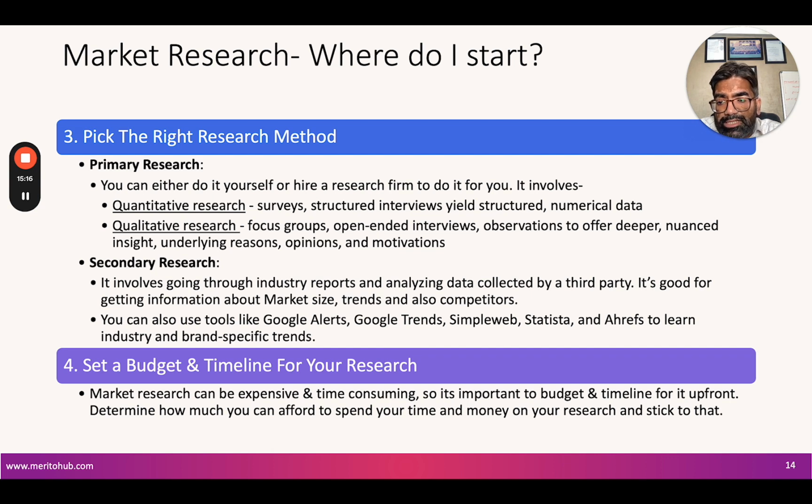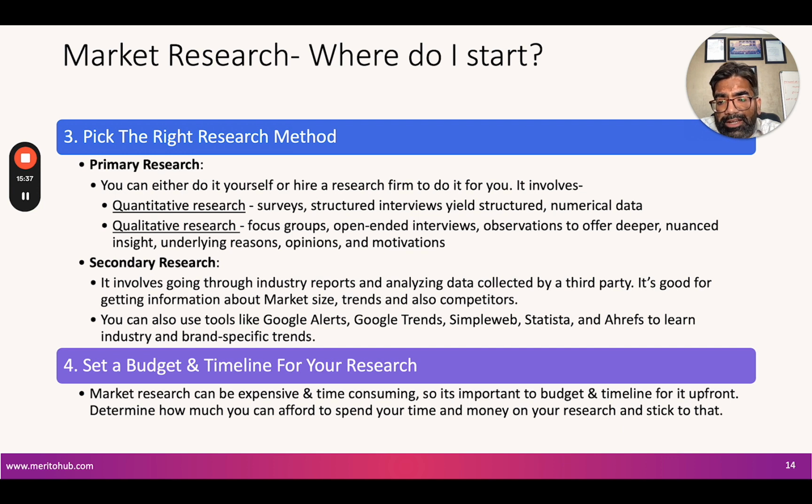There are a couple of research methods. One is primary research, where you can either do it yourself or hire someone to research. If you are a small company just starting out, I think it's good to do this research yourself. All it requires is coming up with a questionnaire.